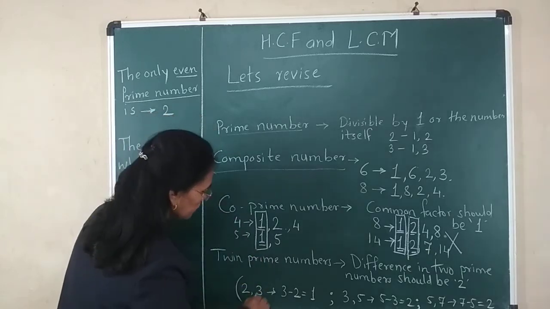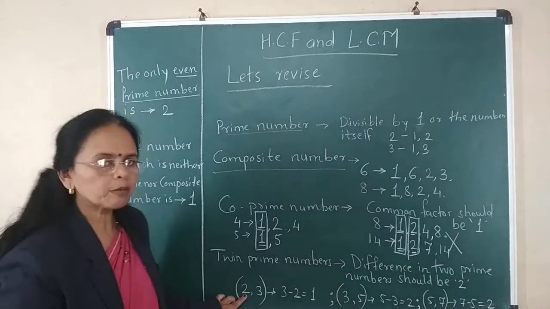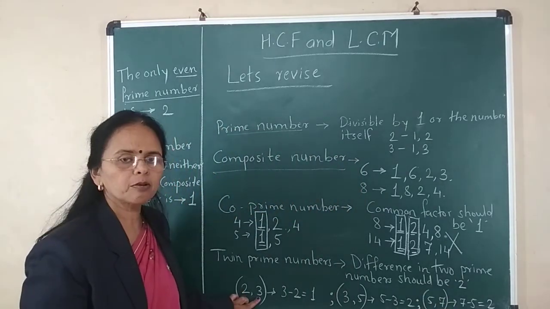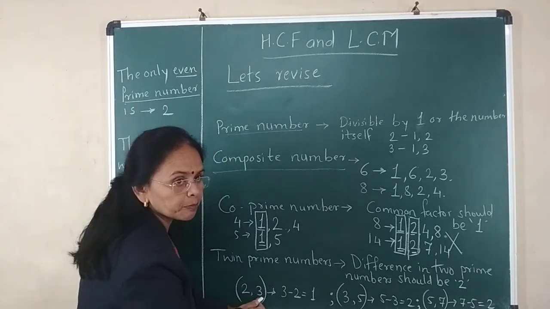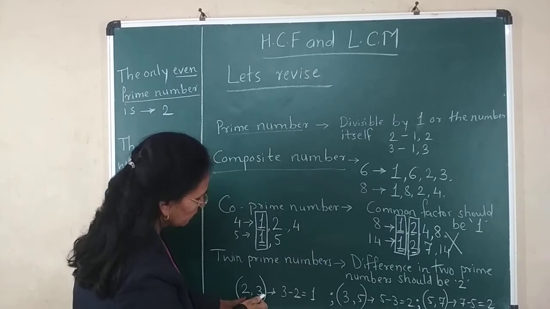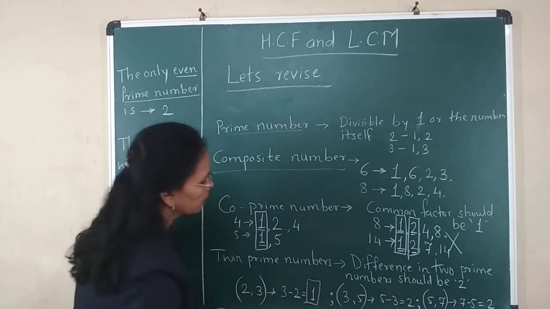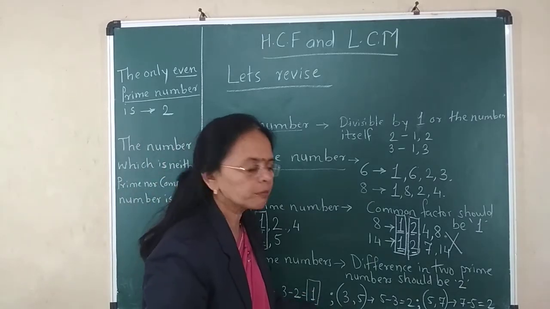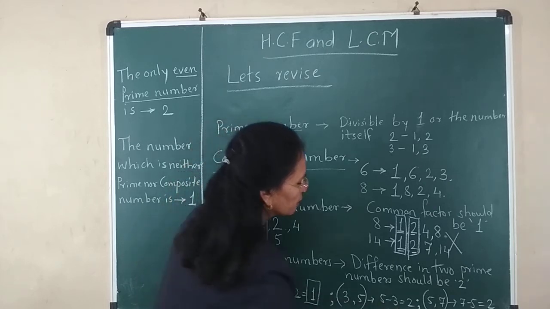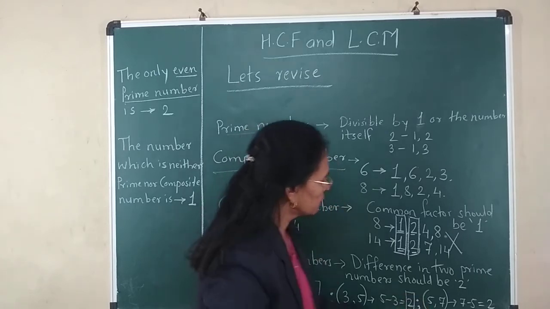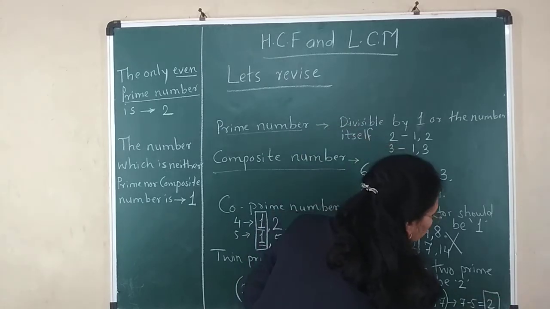So we have taken here, see how many prime numbers: 2 and 3. 2 comes in the table of 1 and 2. 3 comes in the table of 1 and 3. But if I subtract 3 and 2, 3 minus 2 is equal to 1. So the answer is 1. Here 3 is a prime number, 5 is a prime number, but if I subtract 3 from 5, the answer will be 2. 5 and 7, if I subtract 5 from 7, the answer will be 2.